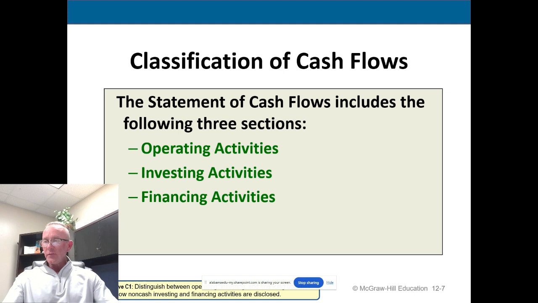Investing is investing in our business. Do we buy anything big? And financing is essentially retained earnings. It's our equity section of our balance sheet. Do we have any new stock purchases? Do we have any new stock issuances? So that's where our three sections of the statement are going to come from.